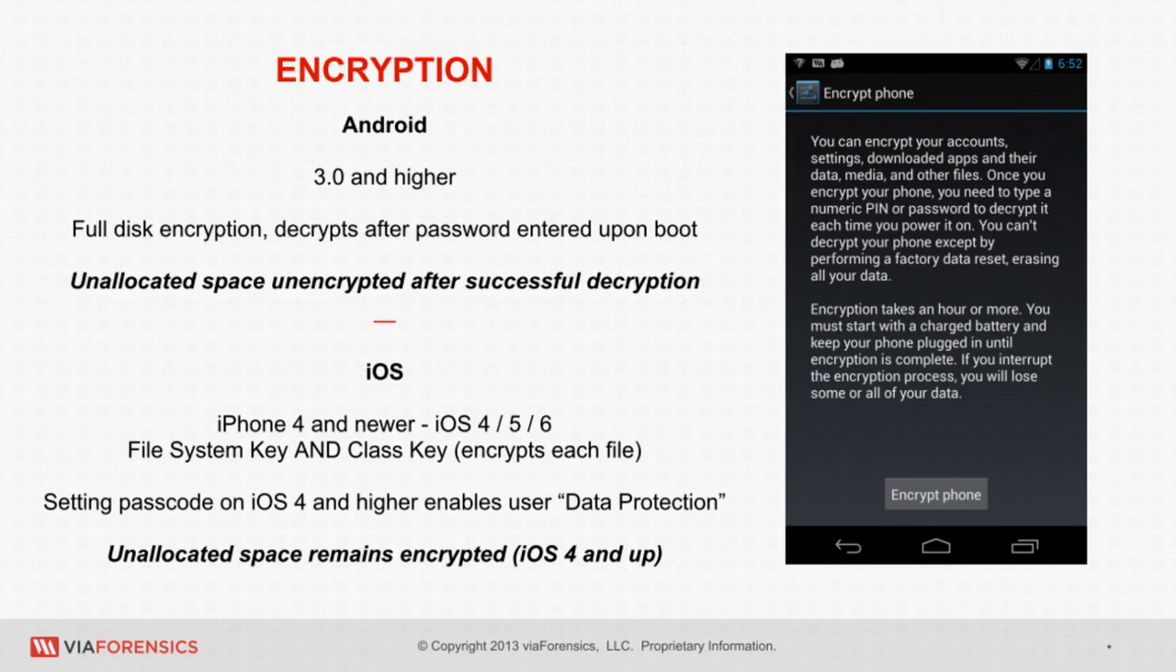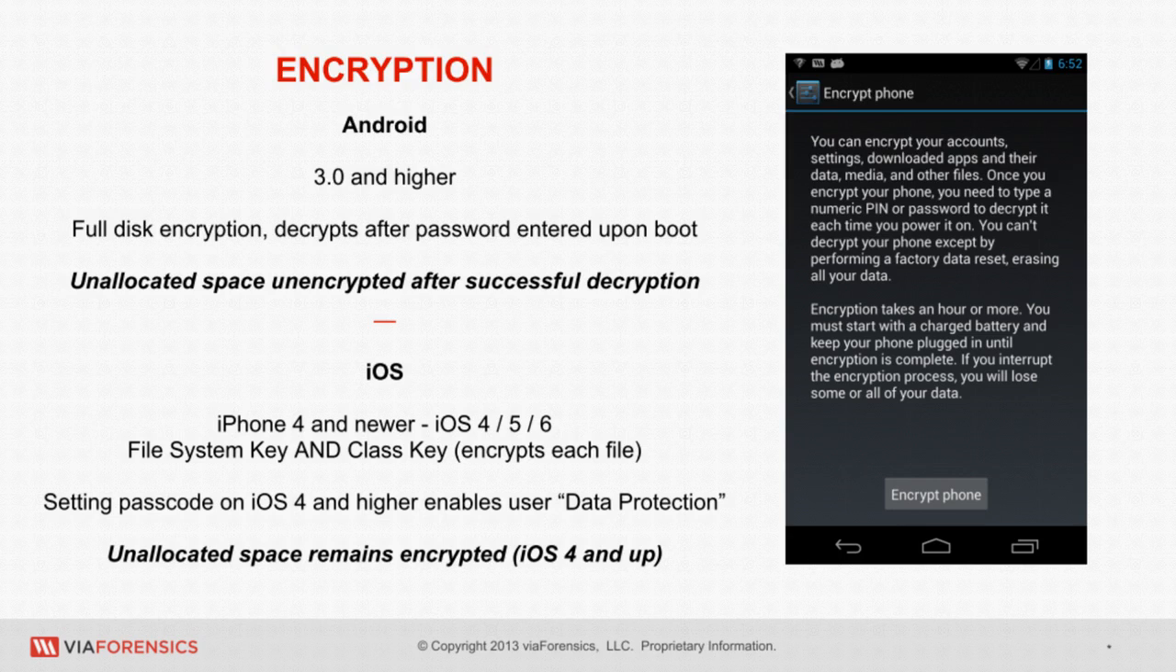Encryption is another significant issue for us when we're talking about mobile forensics, especially on iOS. It's been implemented for some time. On Android, they started implementing full disk encryption on 3.0. The only issue is that when you decrypt on Android, when you first put in your passcode, it fully decrypts the phone. So unallocated space, anything else on Android, after putting in that first passcode, it's entirely unencrypted, including the unallocated space.